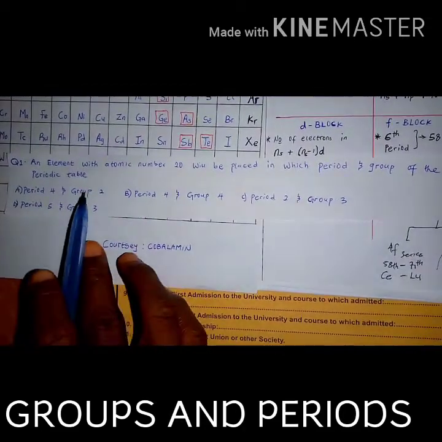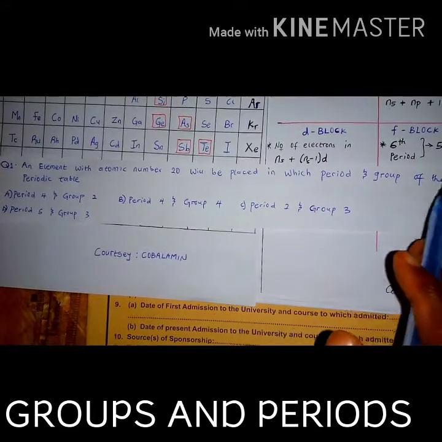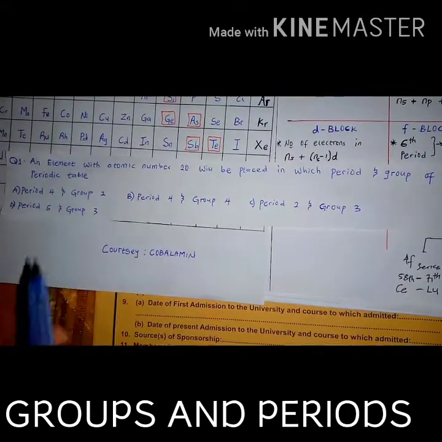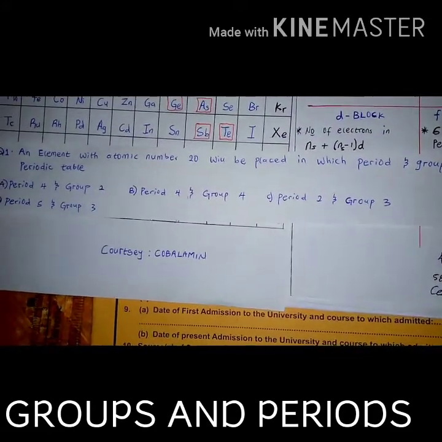Now finally, we have a test yourself question here. An element with atomic number 20 will be placed in which group and period of the periodic table? So solve it, drop your answers in the comment section and we'll check.